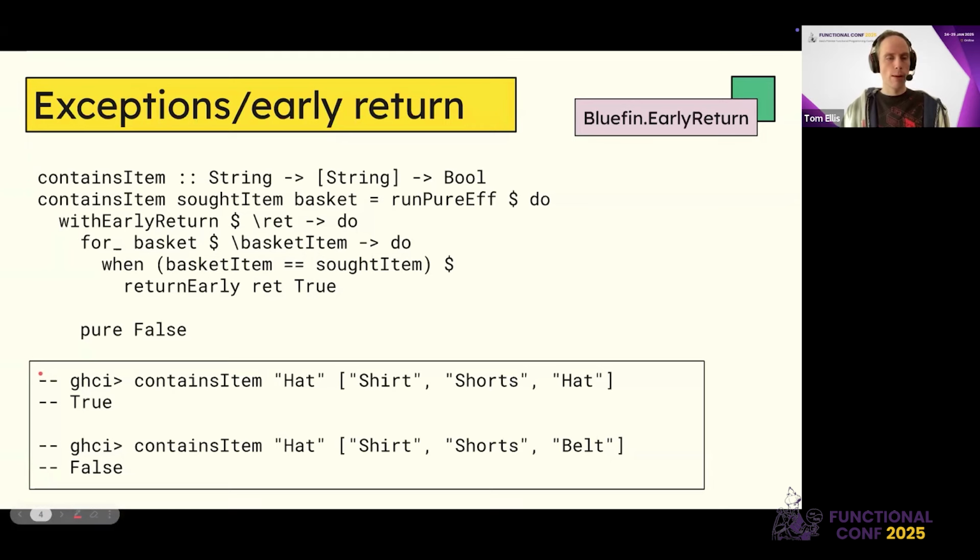So let's have a look at what happens in a particular example. Well, if we're looking for hat amongst this basket, well, it does exist. That's great. So we get true, as we expect. If we're looking for hat in this basket, well, it doesn't exist at all. So we get false, as we expect.